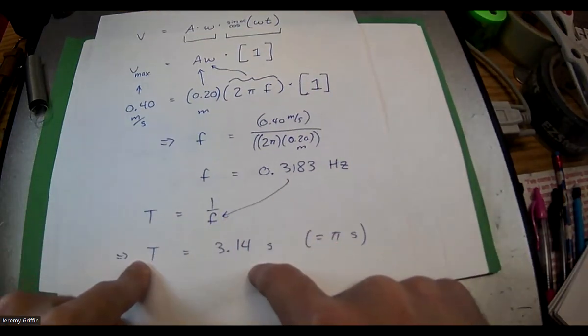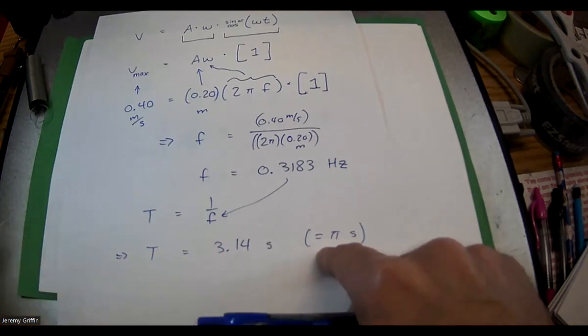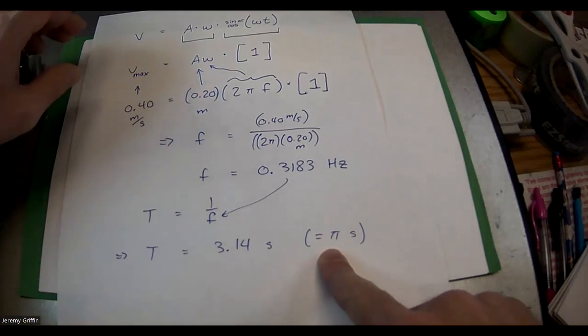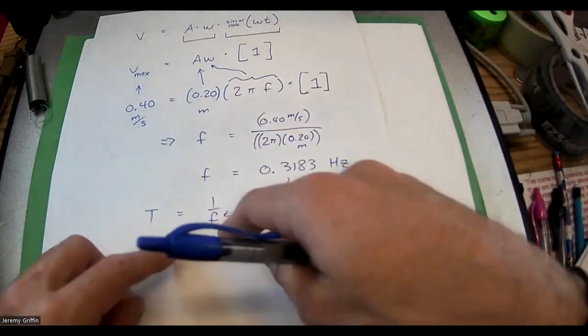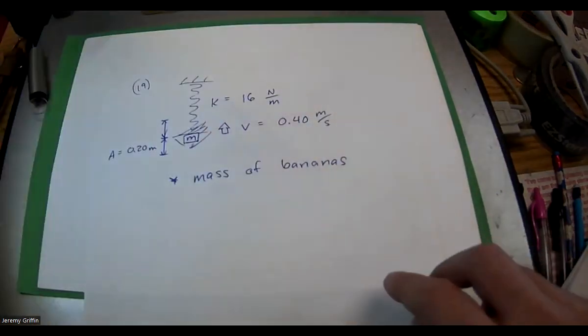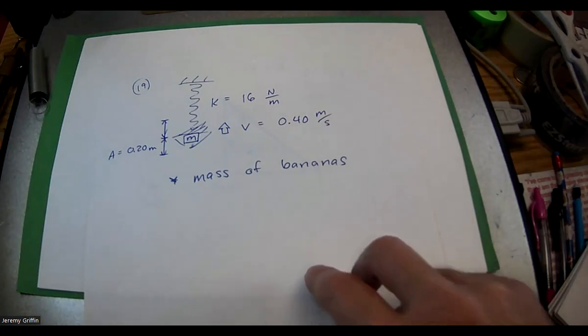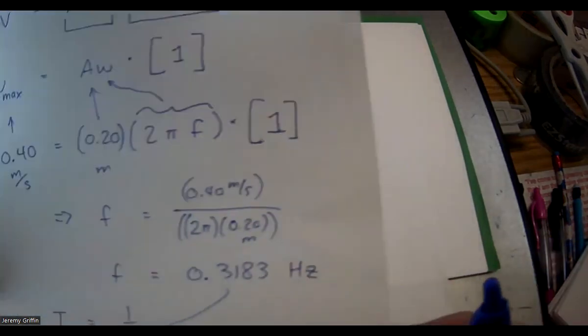Okay, so the time period of oscillation is 3.14 seconds. Actually, that's rounded a little bit. It ends up being pi, right? So pi seconds. It takes 3.14 seconds to bounce up and down, so one full cycle, down and up again, or up and down again. So that's about half the problem there.